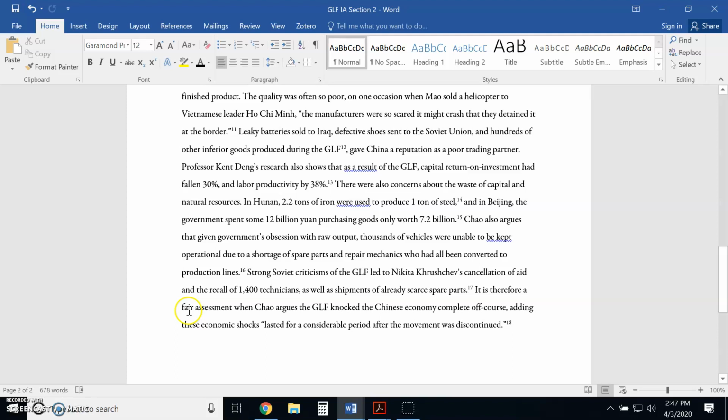It is therefore a fair assessment. So again, this is me coming in with my analysis and evaluation. It is therefore a fair assessment when Chao argues the Great Leap Forward knocked the Chinese economy completely off course, adding these economic shocks, quote, lasted for a considerable period after the movement was discontinued.